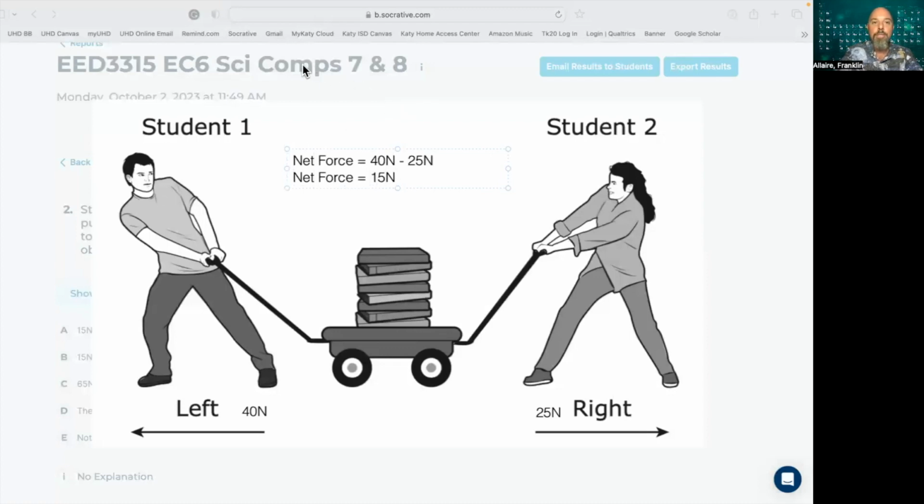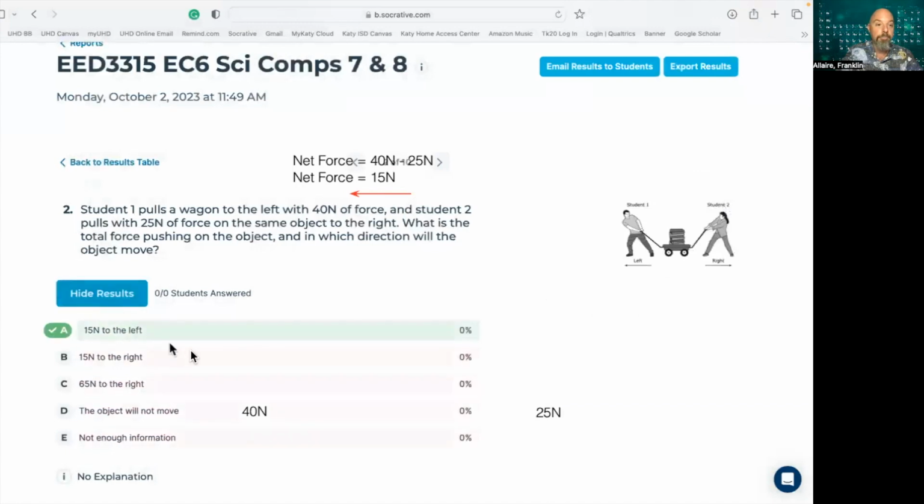But it's not enough to just have a number. We also need a direction. And the direction is that it's going to move in the direction of the larger force. And the last time I checked, 40 was bigger than 25. So the 15 newtons of force is going to move to the left. So looking at our answers here, our answer choice is A, 15 newtons to the left.